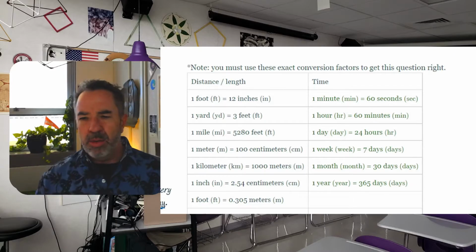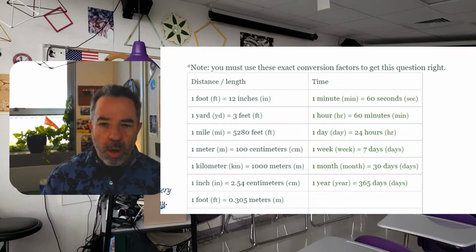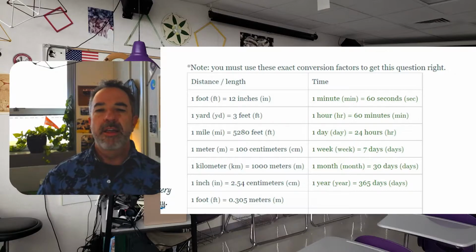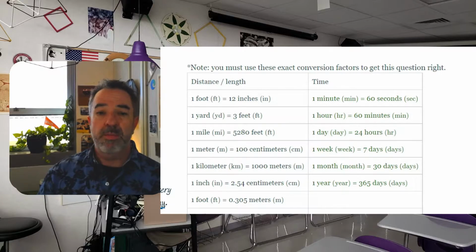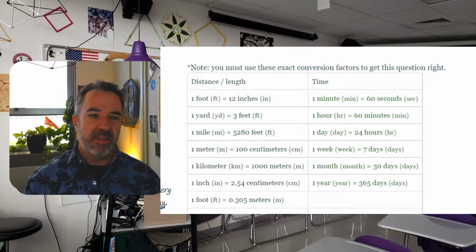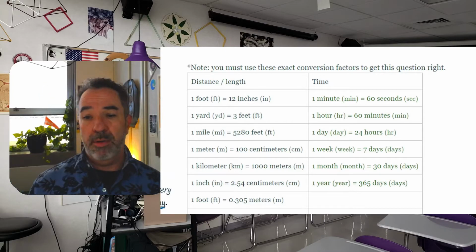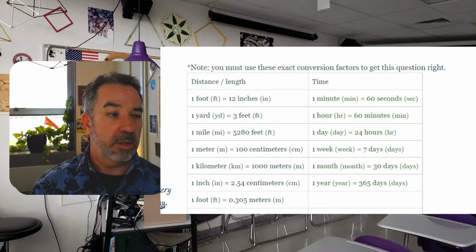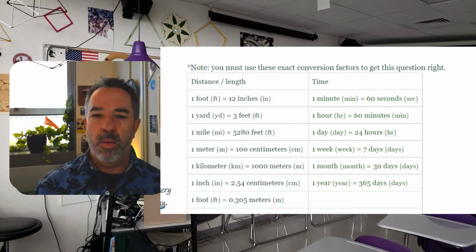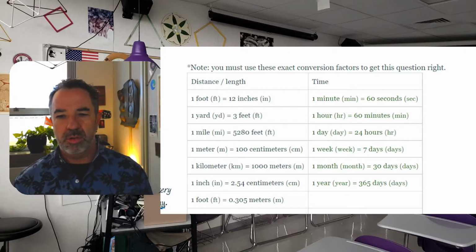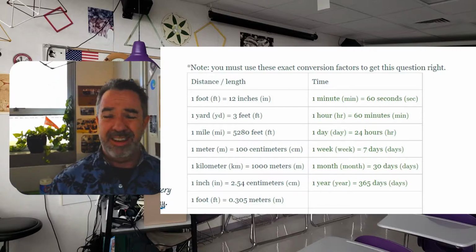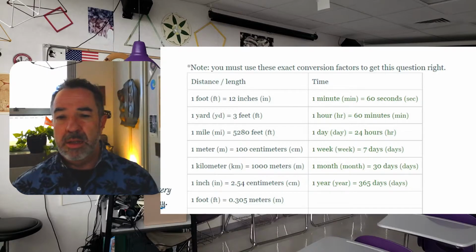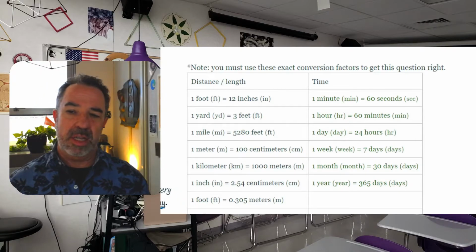So why are they doing that? Why is that happening? Well, because I want you to practice thinking about creating ones, multiplying by ones to move something along. I don't want you just simply saying, hey Siri, or hey Alexa, or hey Cortana, and then ask them to do it for you. I want you to do it, right? I want you to type it into a Google search engine. If you do that, you're going to get an answer that's slightly different. And it has to be these answers based on these units. So note, you must use these exact conversion factors to get this question right.